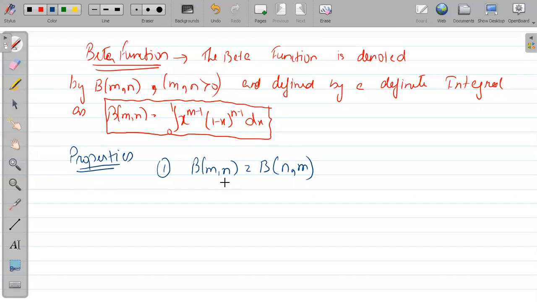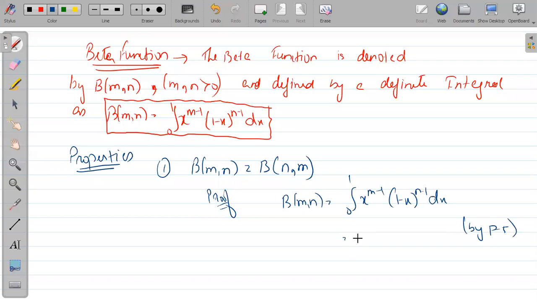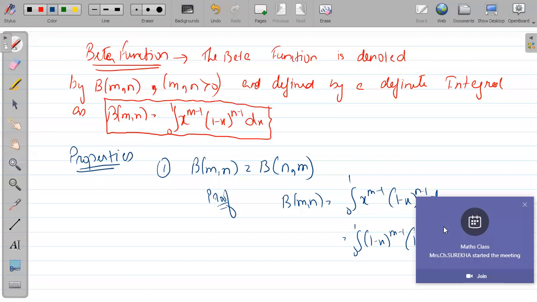First property, beta m comma n can be written as beta n comma m. It's very simple. It can simply be proved by our basic fundamental properties of definite integration. Beta m comma n is the integral from 0 to 1 of x to the power m minus 1, 1 minus x to the power n minus 1 dx. So simply by property 5, if you remember, x can be replaced by 0 plus 1 minus x. So 1 minus x to the power m minus 1, it is what? 1 minus x is replaced.